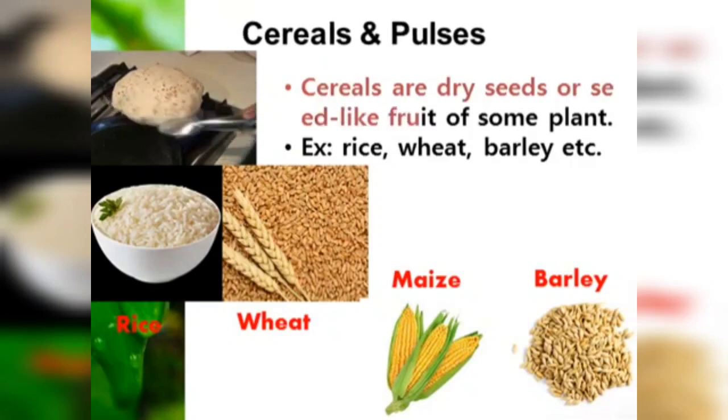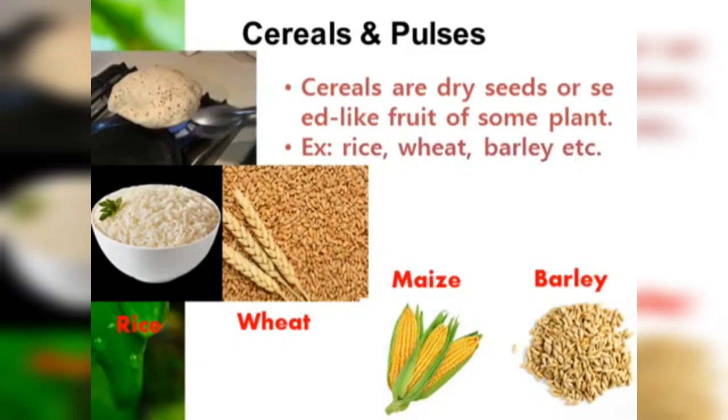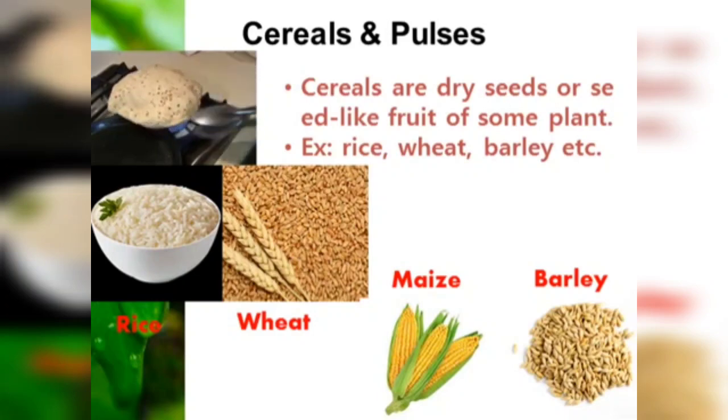Cereals and pulses. Plants give us food grains. Food grains are dry seeds or seed-like fruit of some plant which we use as food. Different food grains are rice, wheat, maize, barley and oat. These are known as cereals. Some cereals are ground to make flour and we can make chapati, puri and dosas using it.